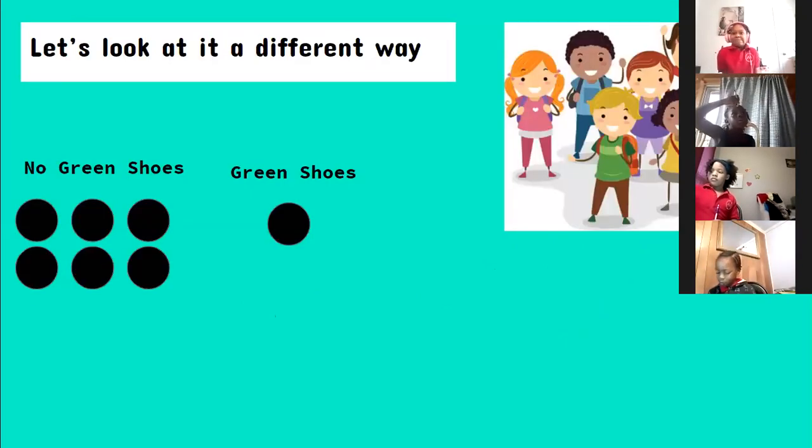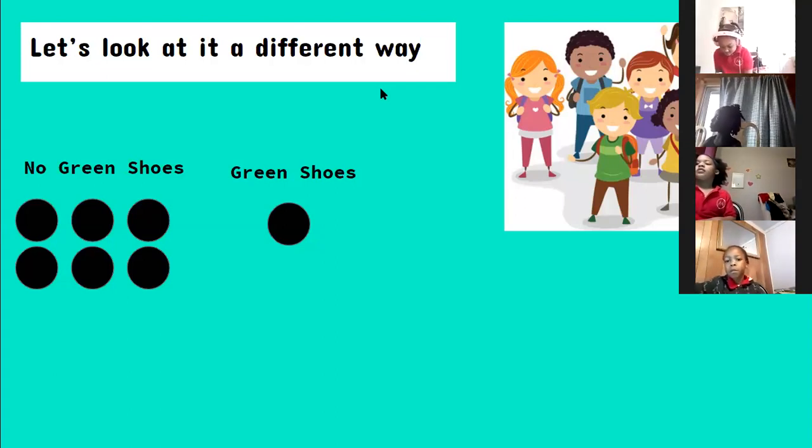So let's look at it a different way. We have some kids with no green shoes, and then we have kids with green shoes. How many kids with no green shoes, Jason? 6. How do you know that? Because you draw 6 on your number bond, and I draw 6 on mine, so I can know.